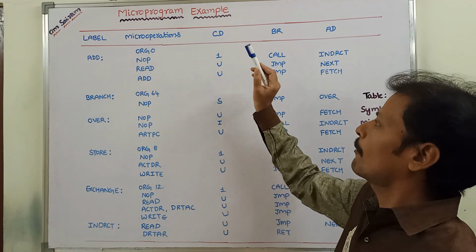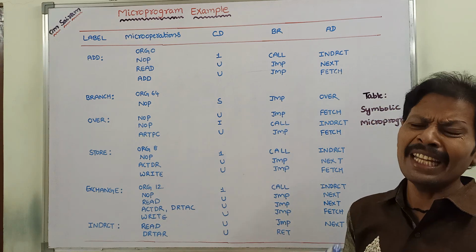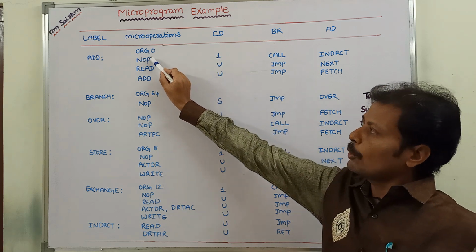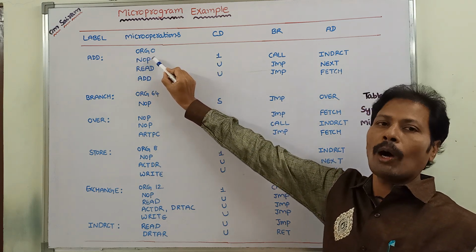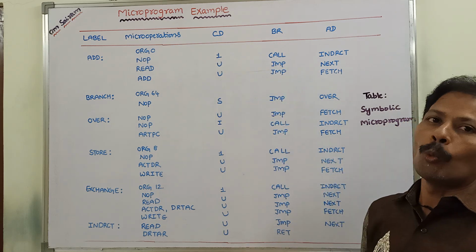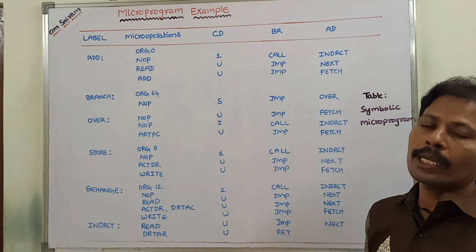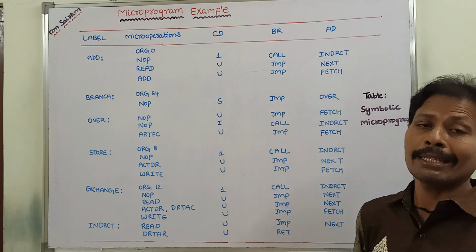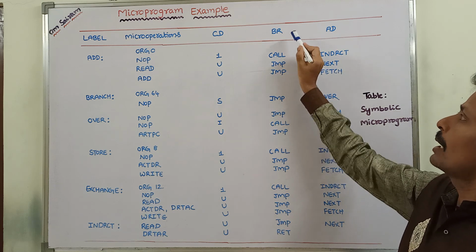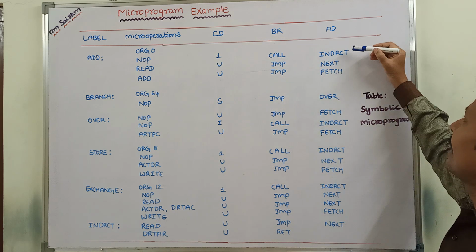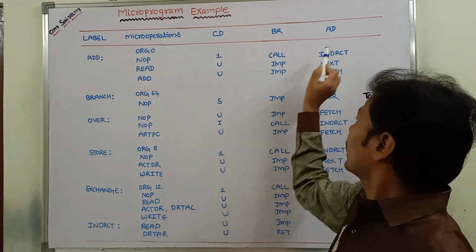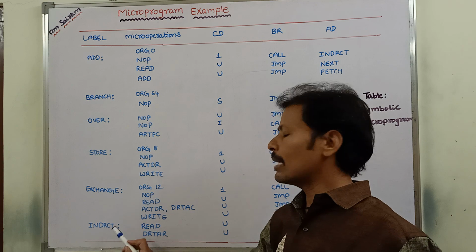First we have to check whether any indirect address is there. For that we do not perform any operation, so that is NOP. CD value is equal to 1. We have to check whether any indirect address is there. At that time we have to call the subroutine in the BR field. Then it goes to INDRCT.